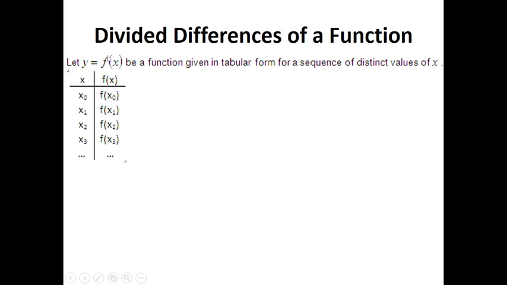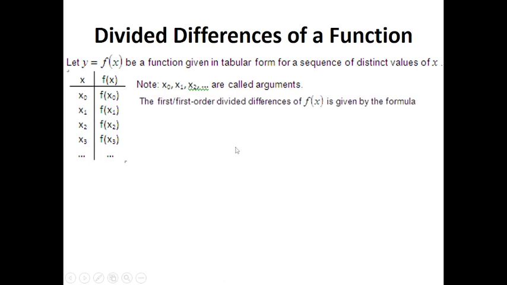Now, our function is given in tabular form. In this case, note that x sub 0, x sub 1, x sub 2, and x sub 3, and so forth are called arguments. So we call these arguments: x sub 0, x sub 1, x sub 2, x sub 3, and so forth. Then we have here the first order divided differences of a function, f of x.